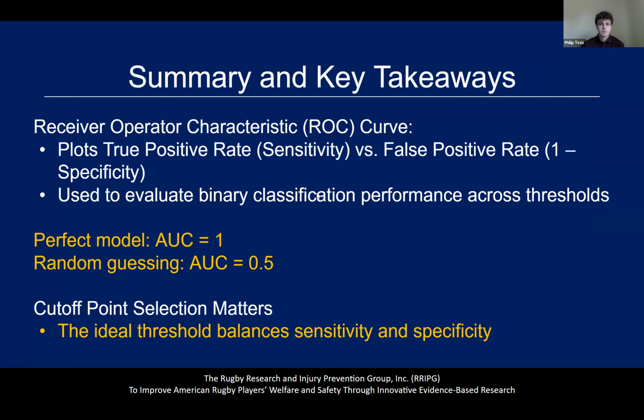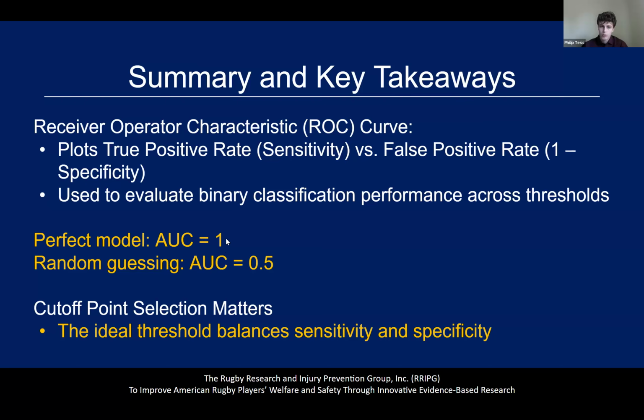Now, summarizing what we spoke about today, receiver operator curves just generally plot true positive rates against false positive rates, also known as the sensitivity plotting against the specificity. And the main goal is to evaluate binary classification performance across these thresholds.